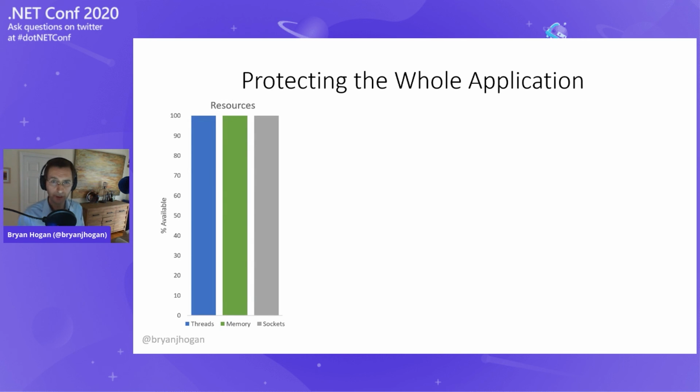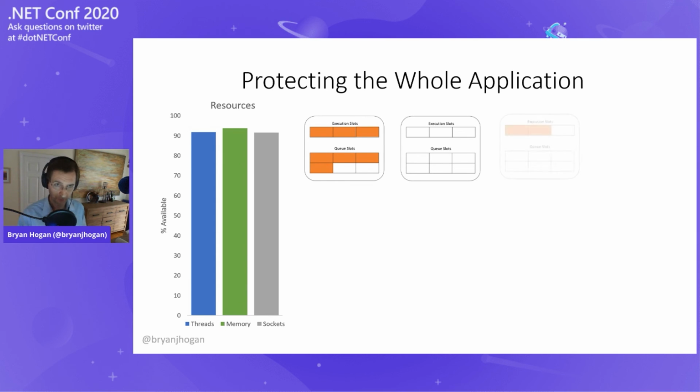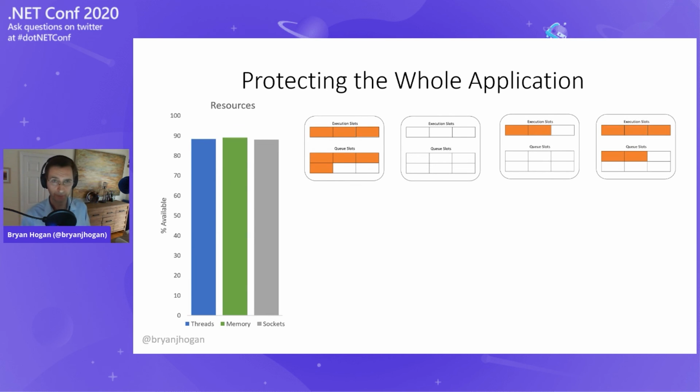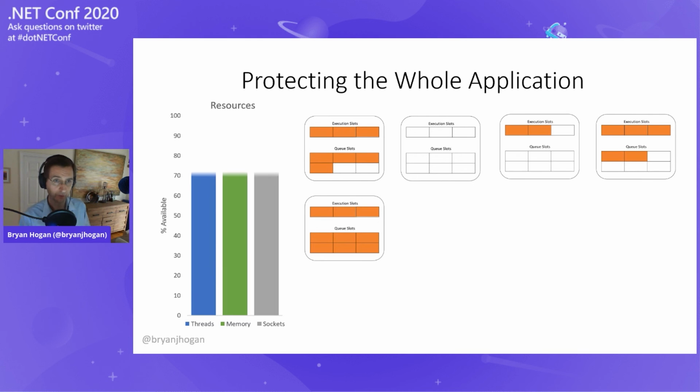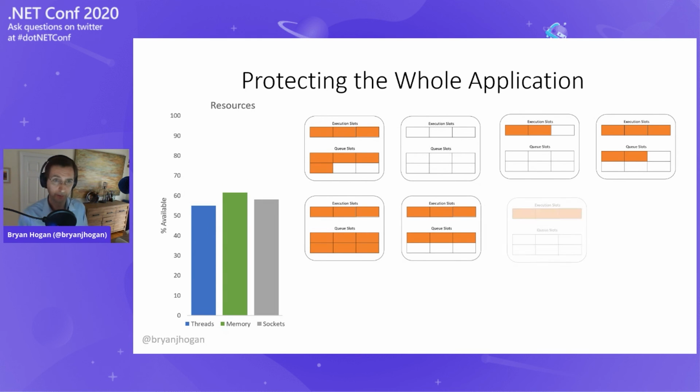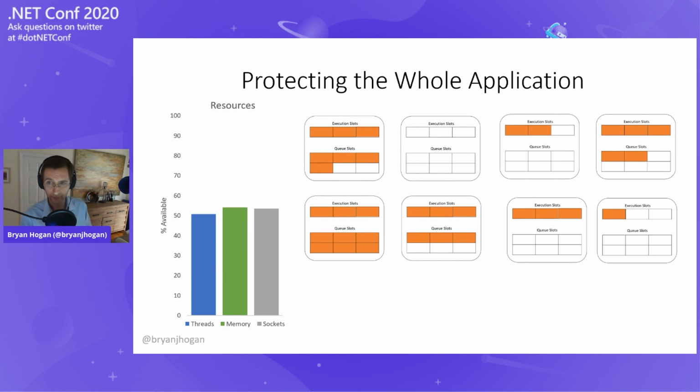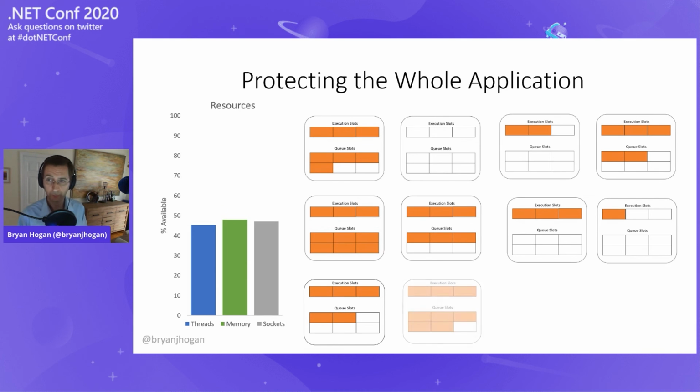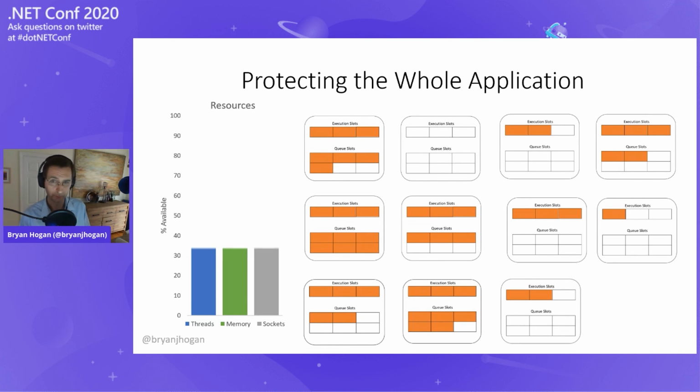If we imagine that our application has 100% of resources available, using the bulkhead isolation will allow you to protect it from having all of those resources used by any particular part of the application. So you start with 100%, and then as the application runs, the bulkhead isolation policy will prevent all the resources from being consumed. This keeps your whole application stable.